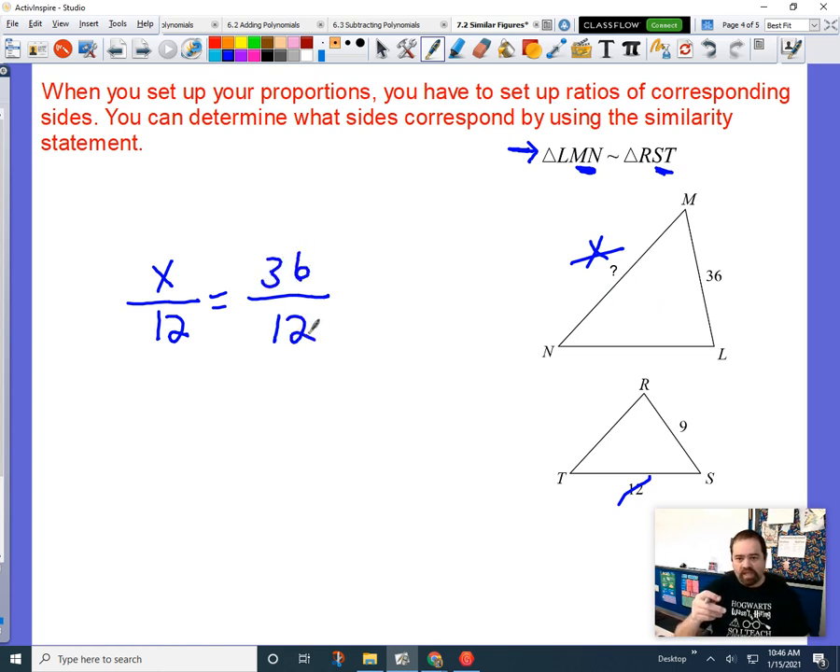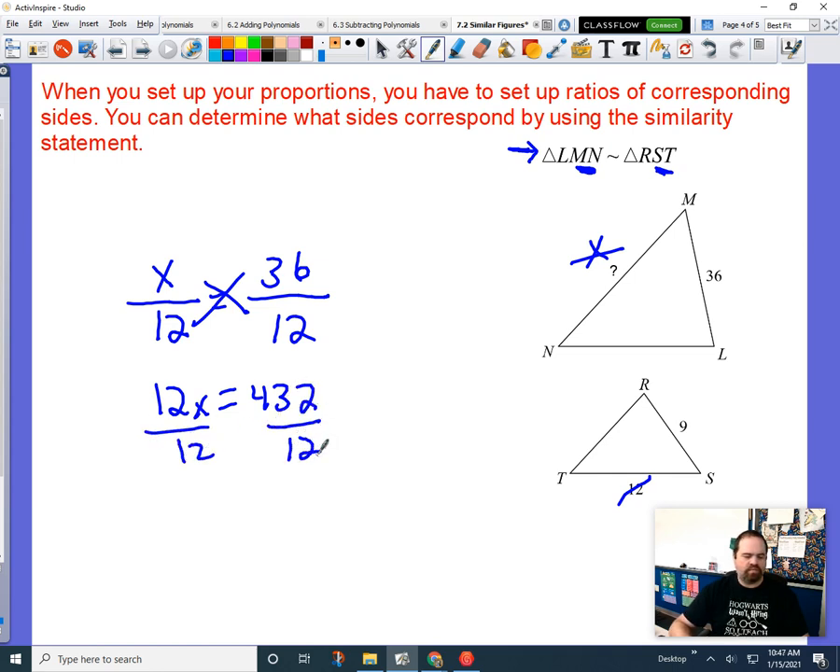Now, if I were to give you all of the measurements, right, I'm only giving you the 4 you need. If I give you all of the measurements, you're going to have to pay a little bit more attention to what's going on in the second ratio. So cross multiply here, 12x equals 12 times 36, 432. So when I divide, I'm going to get 36. Okay. All right, last one.